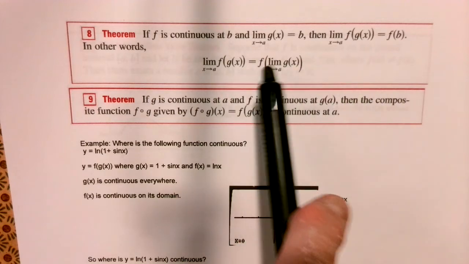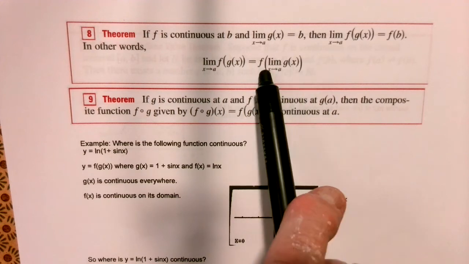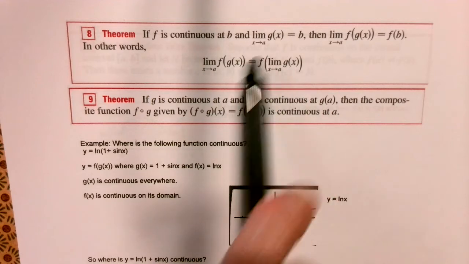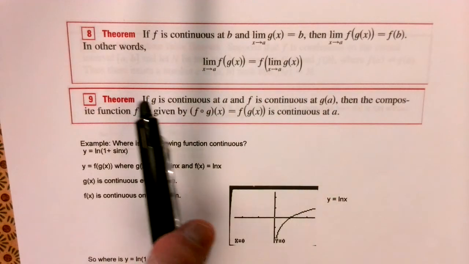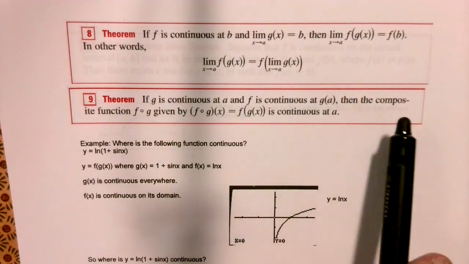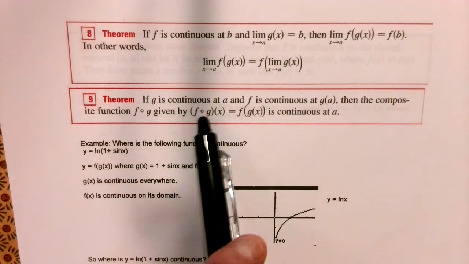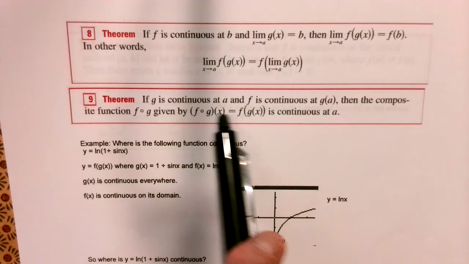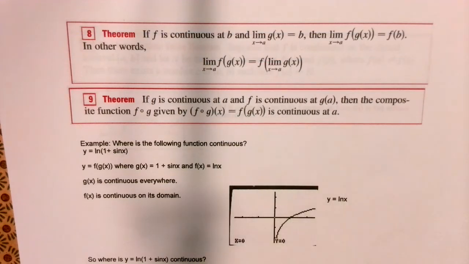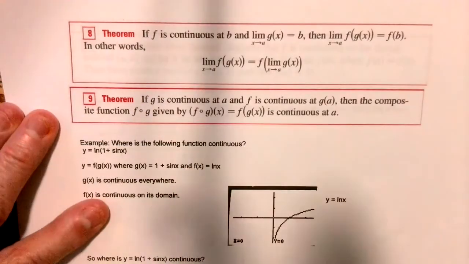So you can just take the limit of the inside function, and whatever number you get there, you can put it into f. Then this theorem says if g is continuous at a and f is continuous at g of a, then the composite function, the little f∘g symbol given by (f∘g)(x) equals f of g of x, is continuous at a. So let me do an example like that.